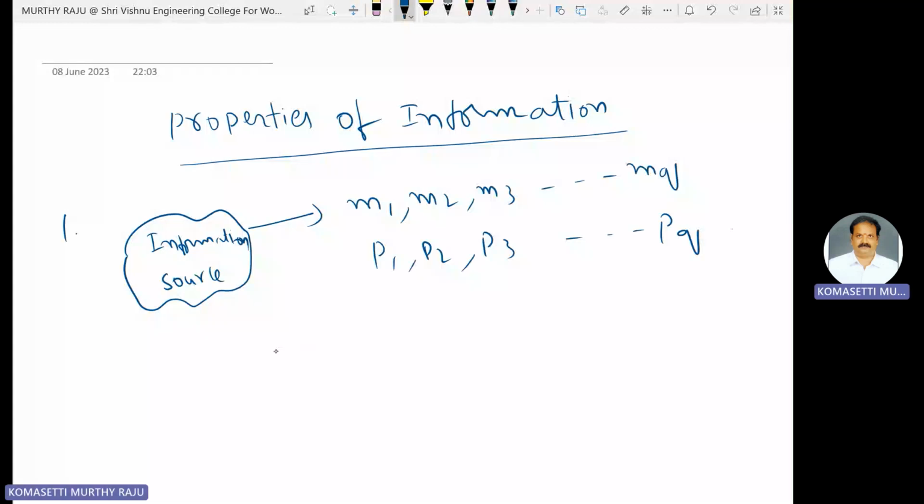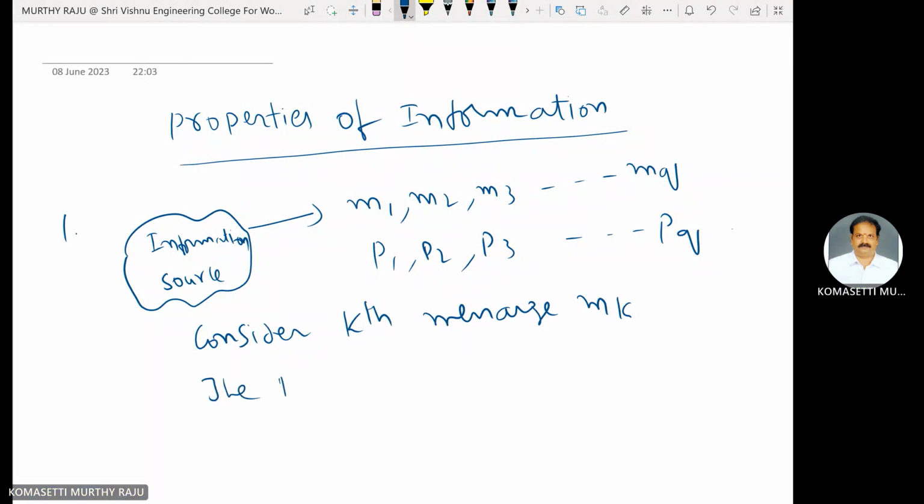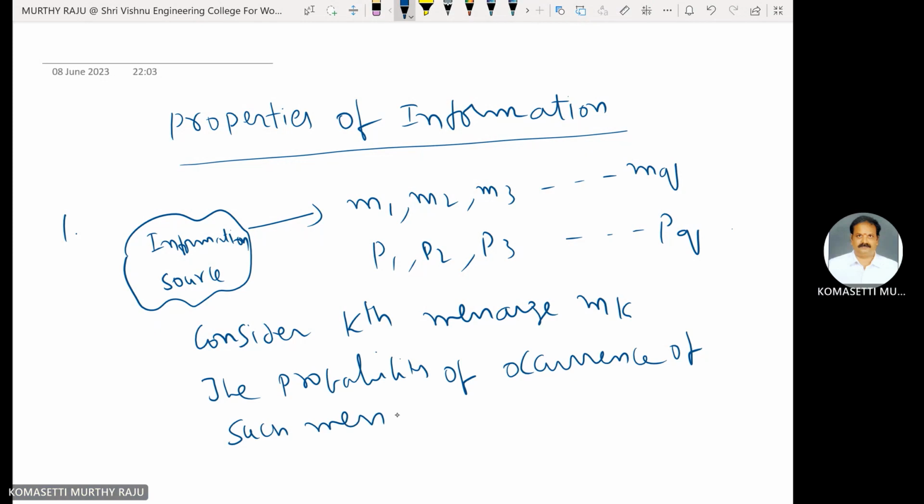Consider kth message MK. The probability of occurrence of such message is PK. From that messages, consider kth message MK. The probability of occurrence of such message is PK.